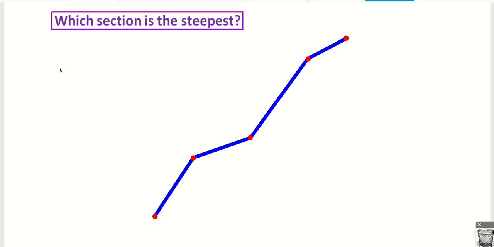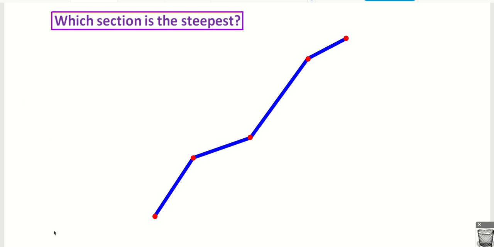You don't have a paper for this, but just watch as we run through this little brain challenge. So the question now is, which section is the steepest? Take a look. Which line segment, which section, would you say is the steepest section? And we'll try to run through this. Maybe we'll fast track this. We'll get through this a little quicker than we normally would.